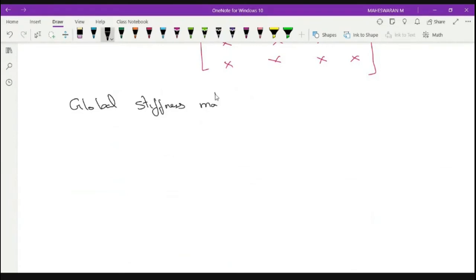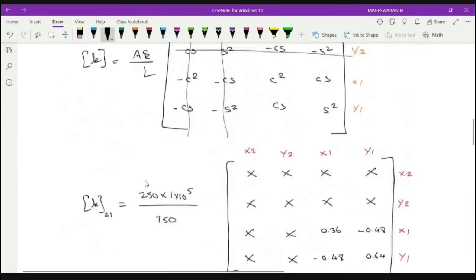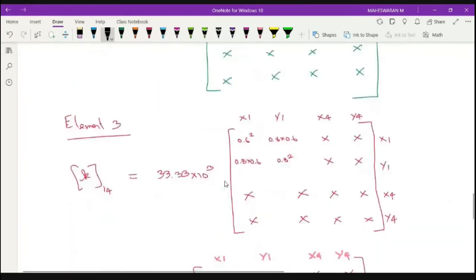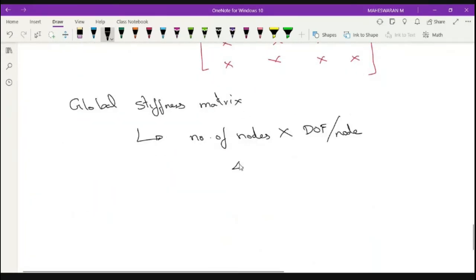In the global stiffness matrix, the first step is to identify the size of my global stiffness matrix. What is the formula? It is number of nodes into degrees of freedom per node, DOF per node. Look at the problem: how many nodes? 1, 2, 3, and 4 nodes. Each node has 2 degrees of freedom. So 4 into 2, you get 8. So again, you will get an 8 cross 8 matrix.